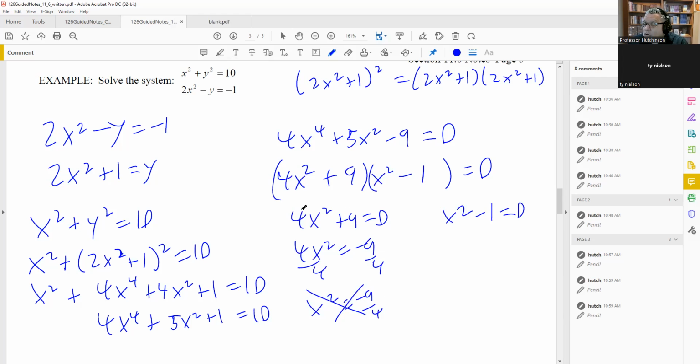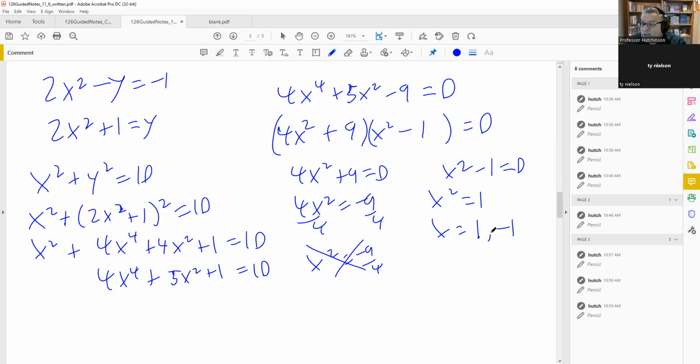So the second one, if I add the 1 to the other side and take the square root, I'm going to get x is 1 and -1 as a result. Now, I'm not done yet because I still have to find the y values, but I can do that up here. Originally, I had 2x squared plus 1 equals y, so I'm going to put that back in and solve for that. So I'll do that down below.